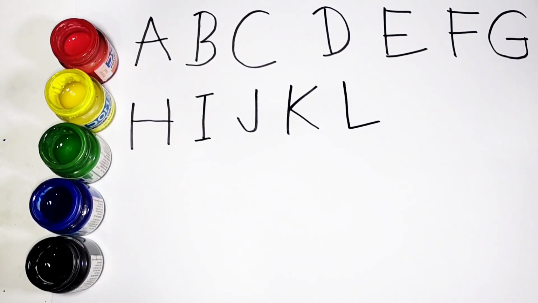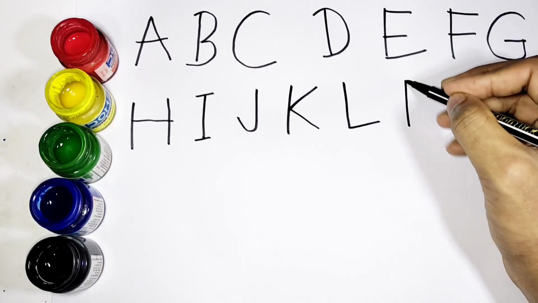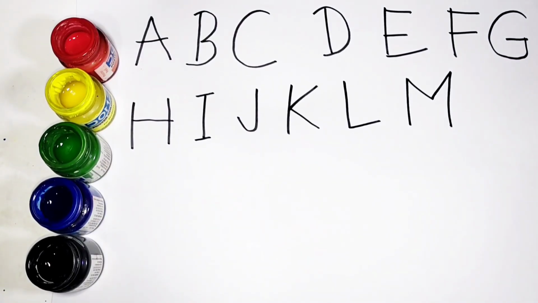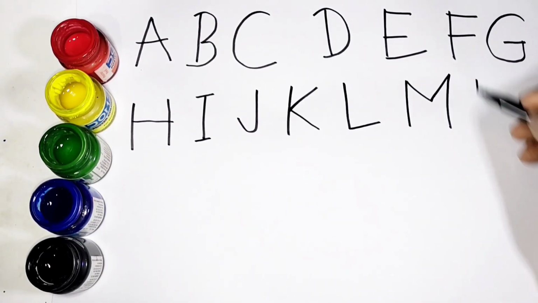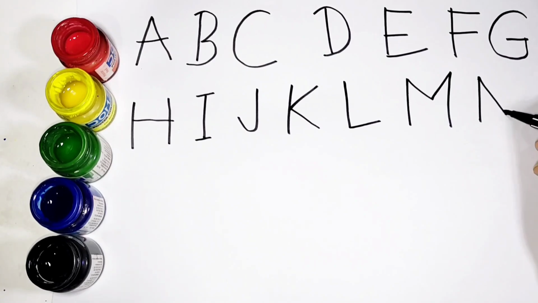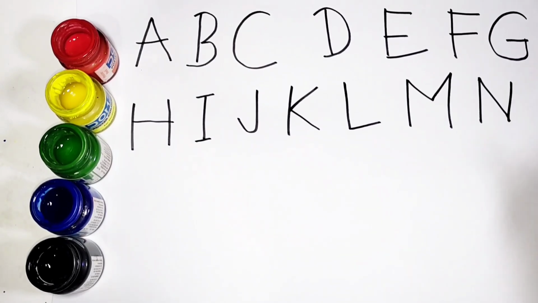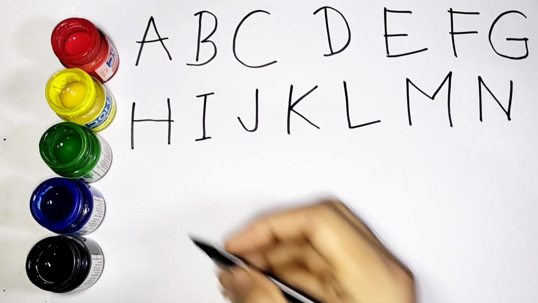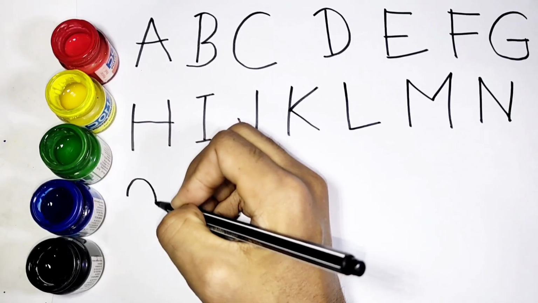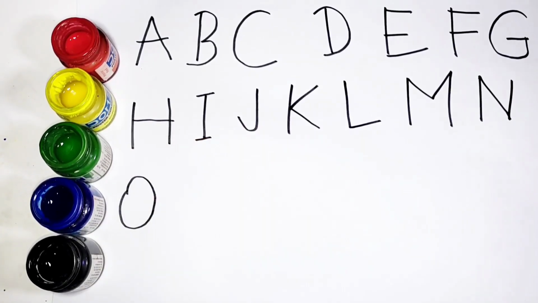The next one is L. And now we draw M. M for moon, M for mango. Kids, now we draw N. N for nose, N for nest. The next one is O. O for orange, O for octopus.